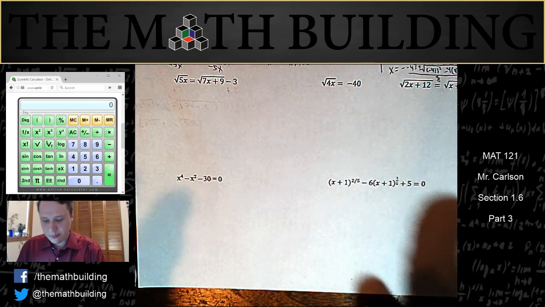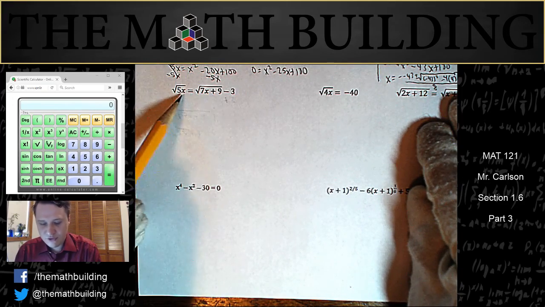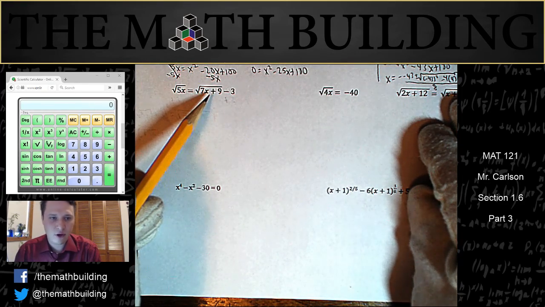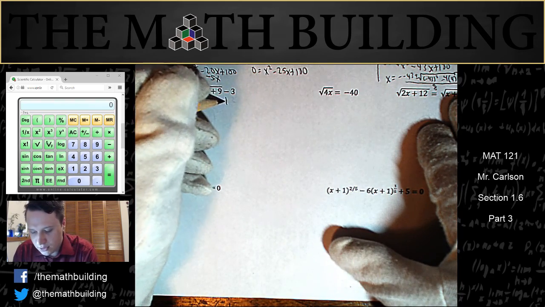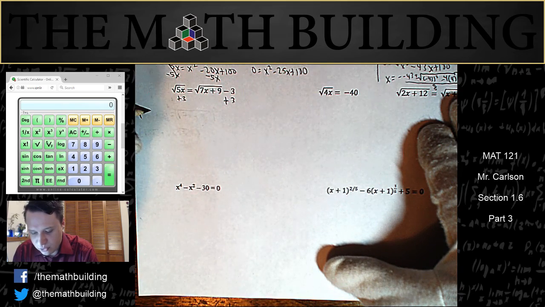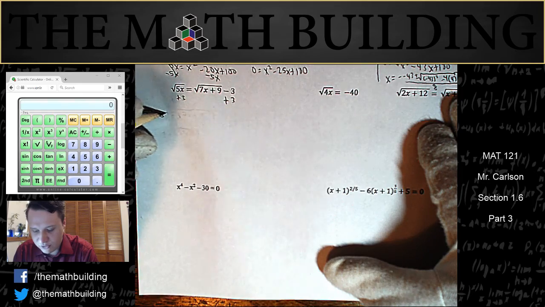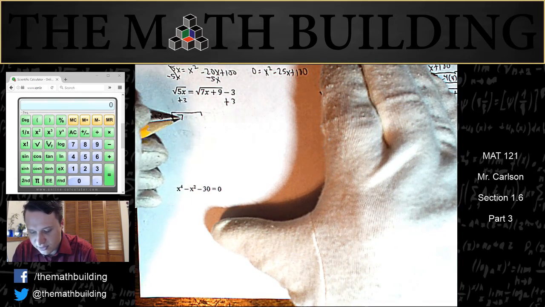This is 1.6 part 3 and we have 5 to go. This is probably the hardest one because we have 2 square roots in the equation. So the way to solve it is to isolate the biggest square root. So let's add 3 to both sides. And that will give us the square root of 5x plus 3 outside of the square root is equal to the square root of 7x plus 9.